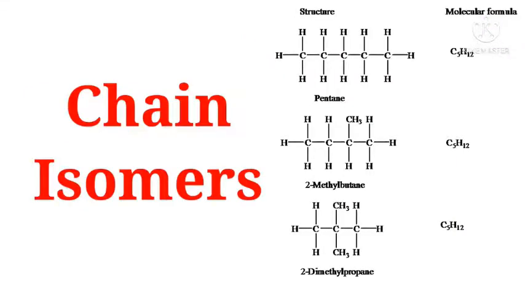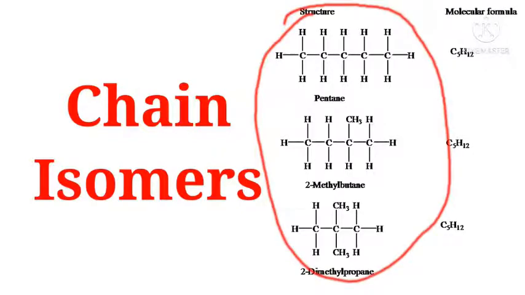First is, what is chain isomerism? Compounds which have same molecular formula but differ in the order in which carbon atoms are bonded to each other, or we can say compounds which have same molecular formula but differ with respect to the number of carbon atoms which are present in the parent chain, are known as chain isomers, and the phenomenon is known as chain isomerism.